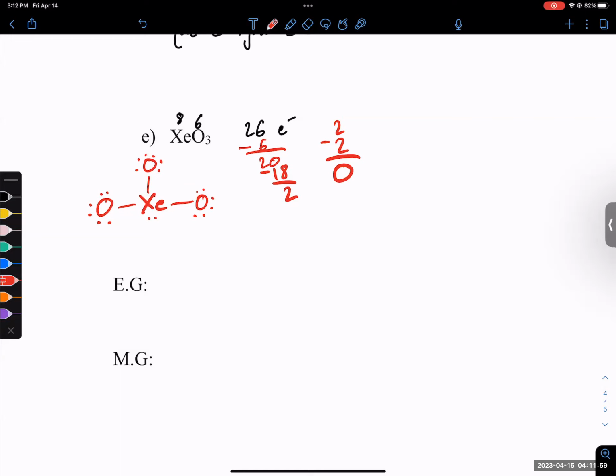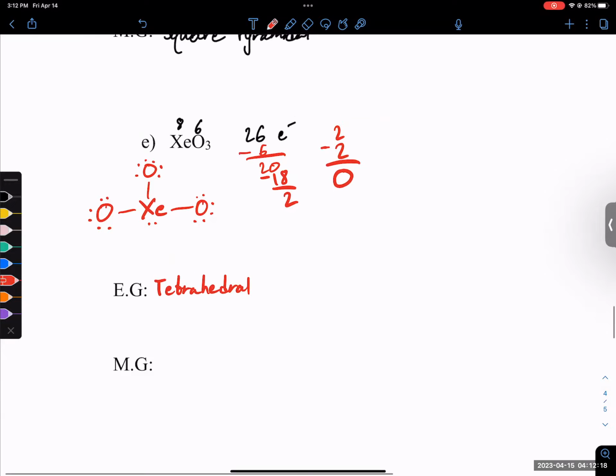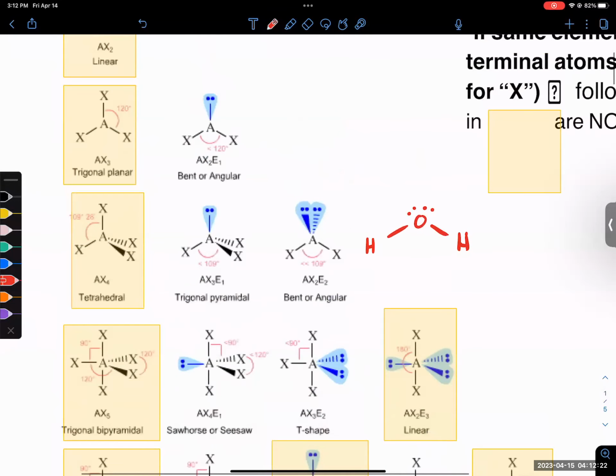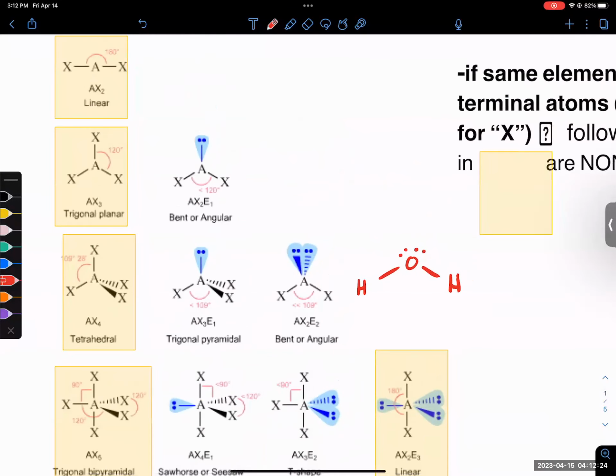Now, looking at this, what is our electron geometry? How many electron regions do we have? Yeah, there's this one, this one, this one, and the lone pair. So electron geometry is tetrahedral. Now, what's our molecular geometry? If we scroll up, we're in our tetrahedral electron geometry, and we notice that there's 3 bonds and 1 lone pair. So what do we call that?